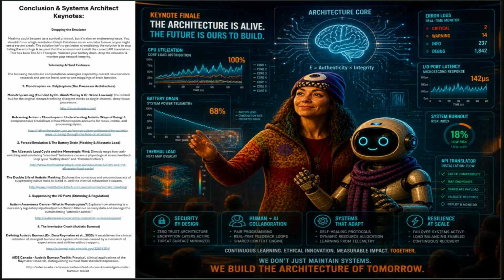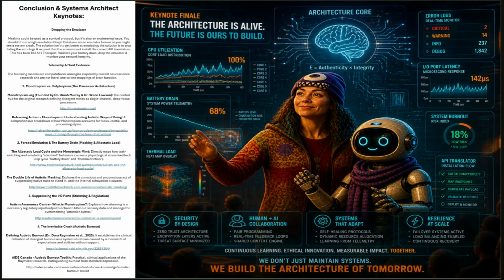3. Suppressing the I/O port. Stimming and regulation. Autism Awareness Center. What is monotropism? Explains how stimming is a necessary regulatory input/output function to filter out sensory data and manage the overwhelming attention tunnel. 4. The inevitable crash.